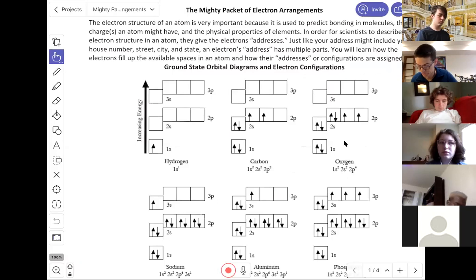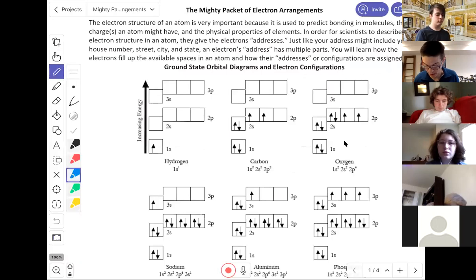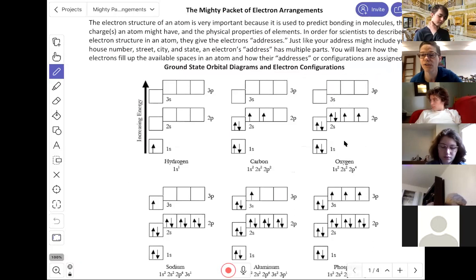Okay, so this whole packet is teaching you how to write the address for an electron two different ways. We have to know where the electrons are inside an atom so that we know what kind of reactions, what kind of bonds, what kind of chemistry can happen, because all of chemistry is based on the electrons. So you gotta know where they are, because otherwise you don't know what it's gonna do.